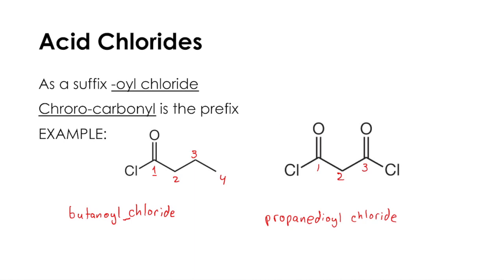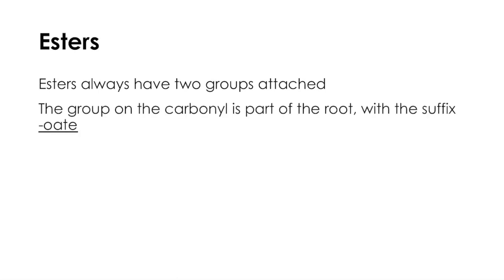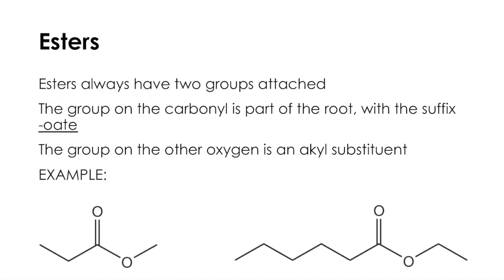Okay, next we're going to go over esters. Esters are a little different because they always have two groups attached. So the group on the carbonyl part is going to be part of the root with the suffix oate. We'll see this in an example in a second. The other group is going to be attached to the other oxygen, and that will be an alkyl substituent. So let me make this clear.